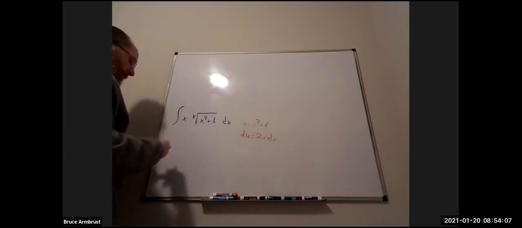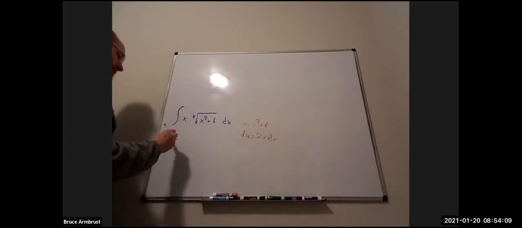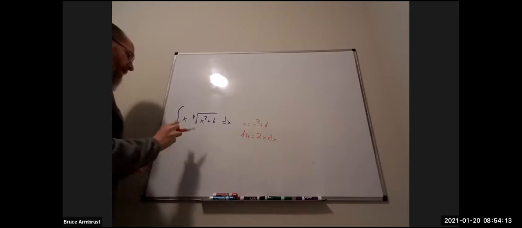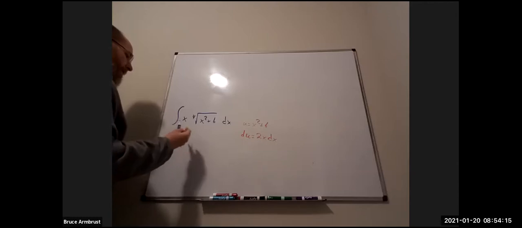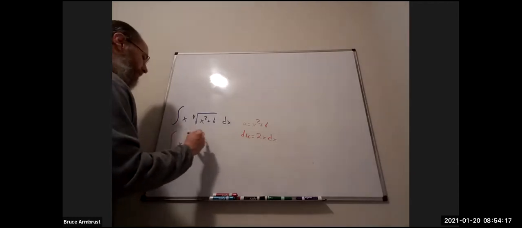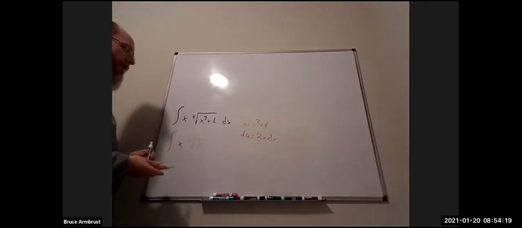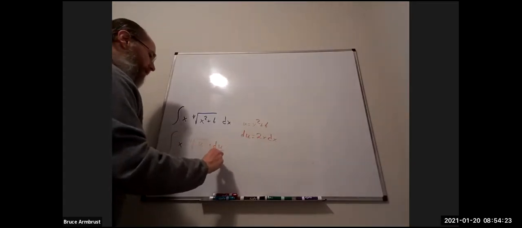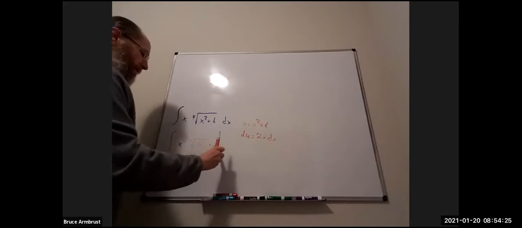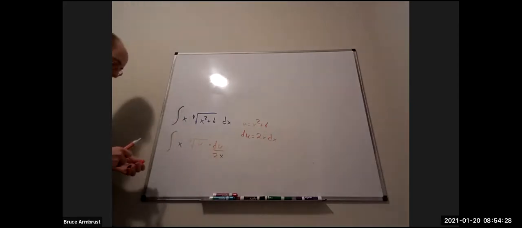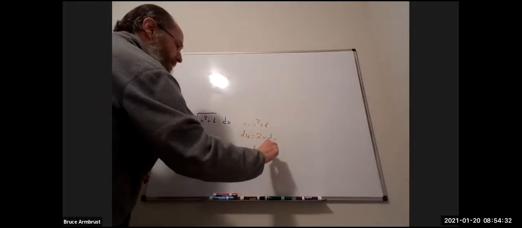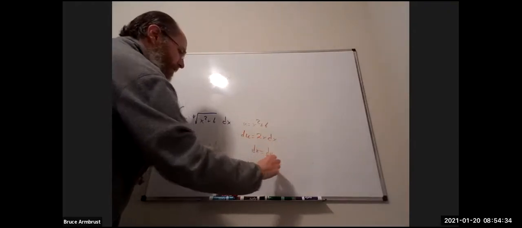So if we start substituting stuff in here, we'll still have an x, and then we're going to have a fourth root of u. And then the dx is equal to du over 2x. Right? If I just solve this thing for dx, I get dx is equal to du over 2x.